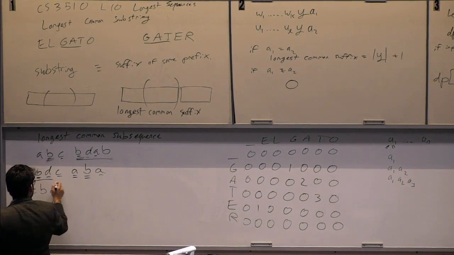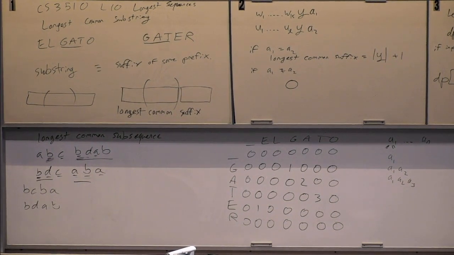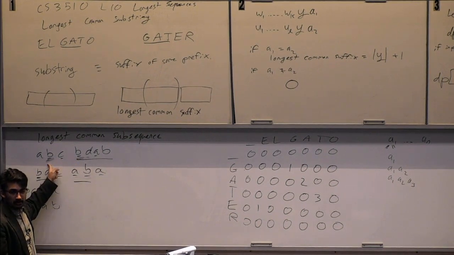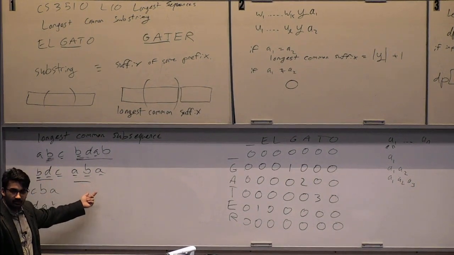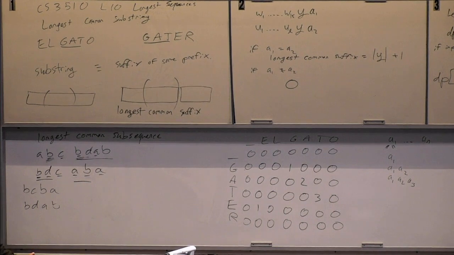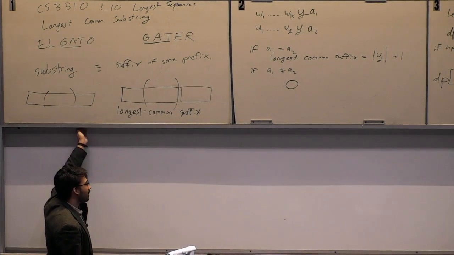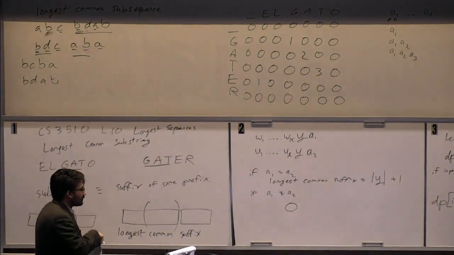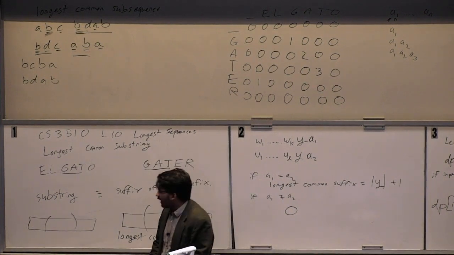Either way, notice that the subsequences are not necessarily contiguous. They're a substring of the first one. In fact, it's a suffix. But here, the BD comes before it. There's a break, and then the BD comes after. So this contiguousness is the difference between a longest common suffix and a longest common substring problem. And in fact, I claim that the longest common subsequence problem is actually easier to solve than the longest common substring, because considering contiguousness actually makes the problem harder.